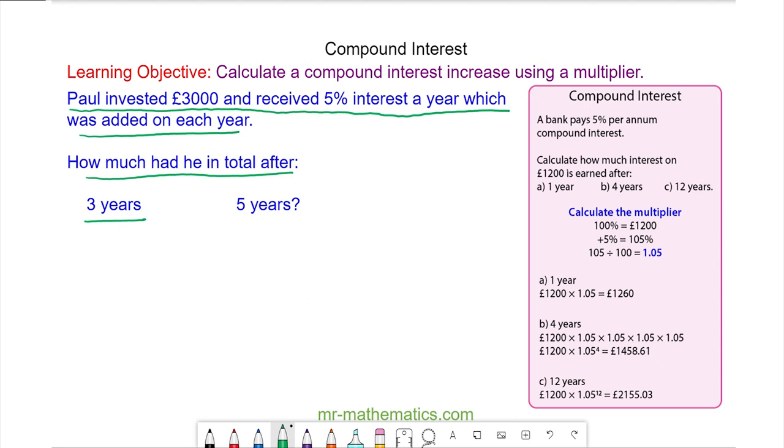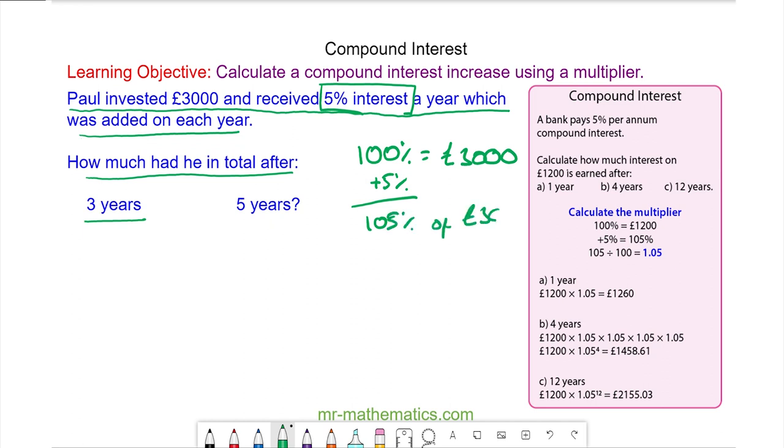To begin, we need to understand that 100% is the original value of £3,000. And we are adding on the 5% interest. This gives us 105% of the original £3,000. The next step is to convert this percentage to a multiplier. 105% means 105 divided by 100, which is 1.05. And this is our multiplier.